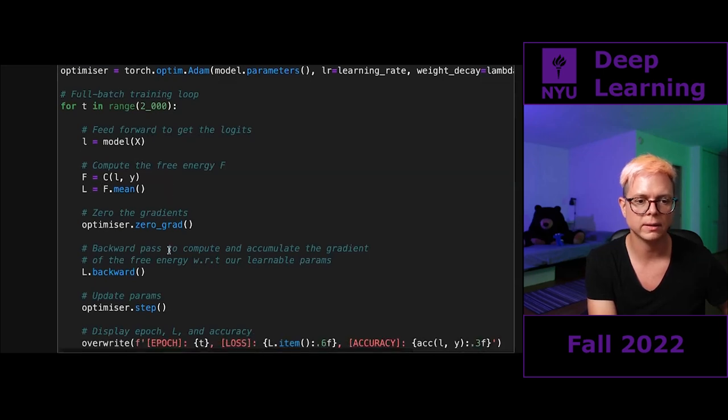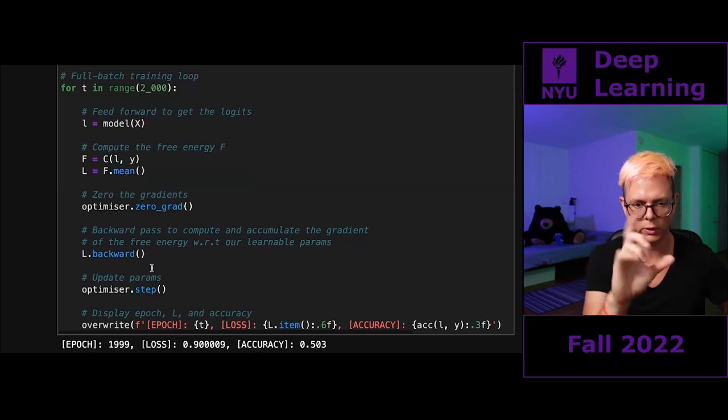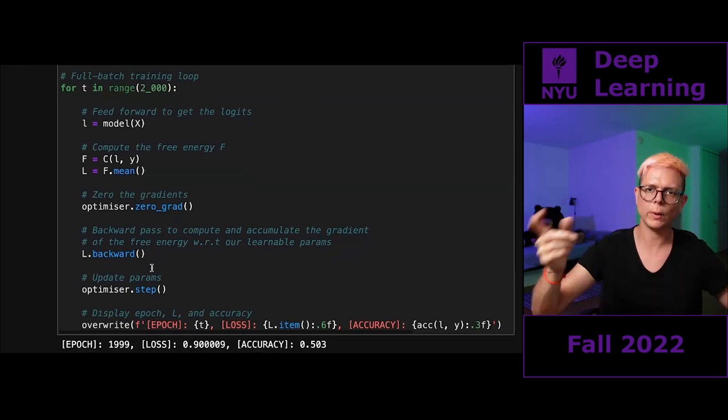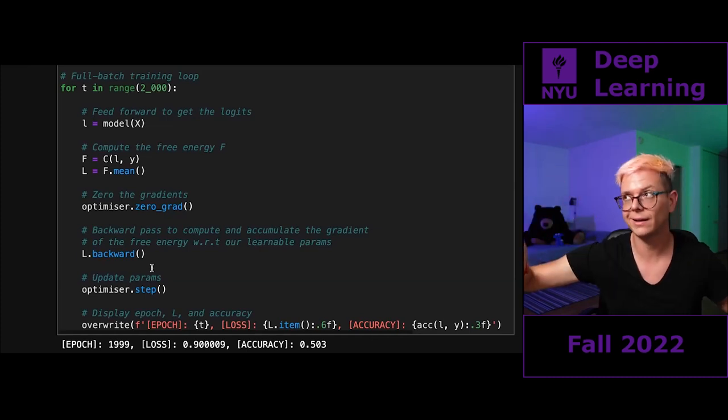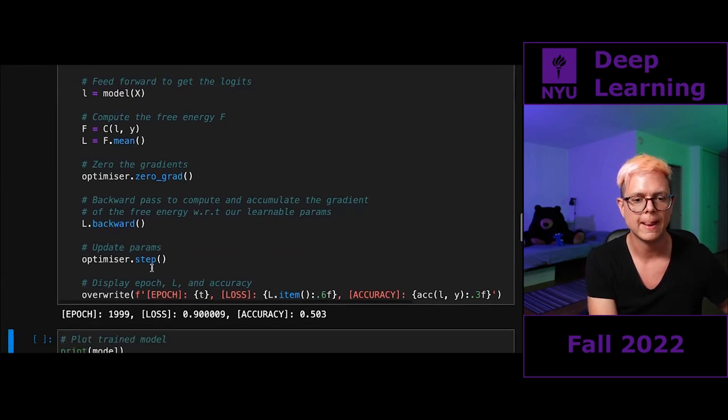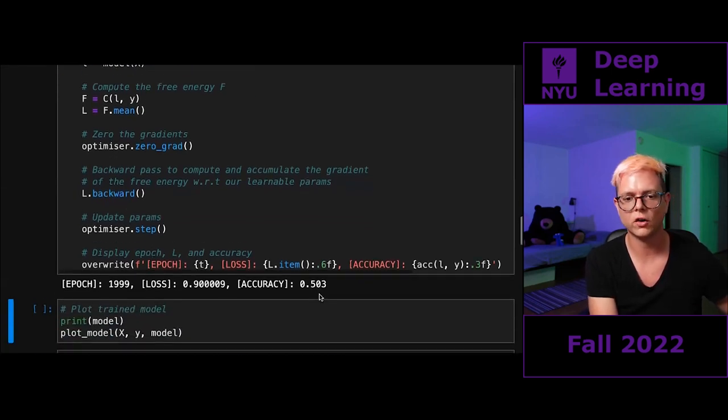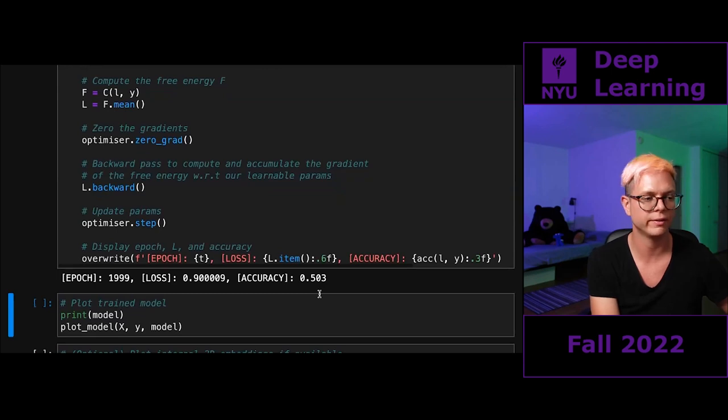I zero the grad. I do back propagation, which is computation of the grad parameters, and then accumulation, but I zero it, so there is no accumulation. I do the step. And then we reach an accuracy of 0.5. What is 0.5? Tell me in the chat. Is it chance? Better than chance? Worse than chance?